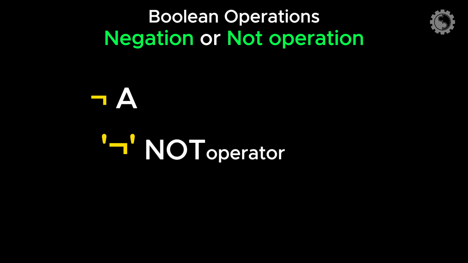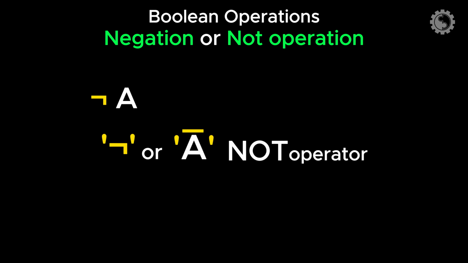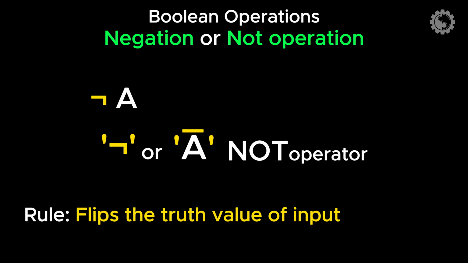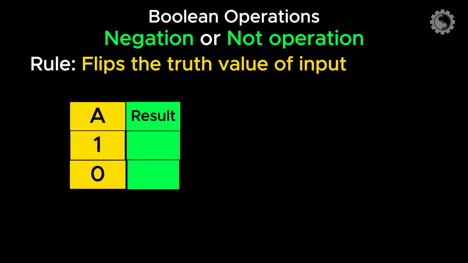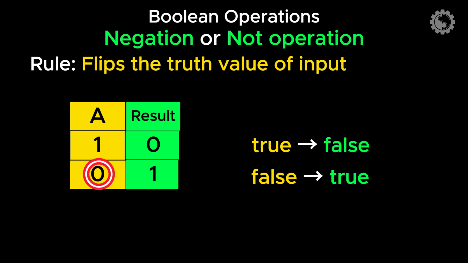The next operation is negation or NOT operation. It is represented by not a. This symbol is named as NOT. Also, it means the complement of a variable, represented by an overbar. Simply, it denotes that it flips the truth value of the input. In the truth table, true becomes false, false becomes true.